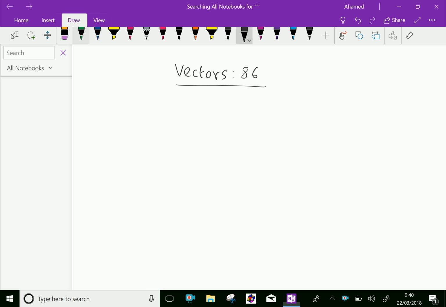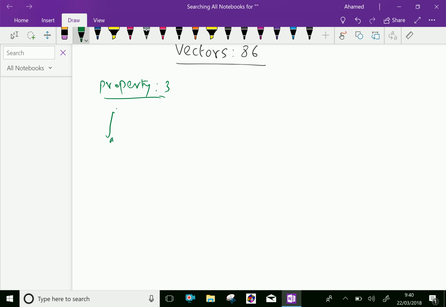Here property 3 will do. Integral a to b f of x dx equals integral a to c, we are introducing new limits here, c, f of x dx plus integral c to b f of x dx, where a is lesser than c and lesser than b. It means we are introducing a new limit c in both integrals. Now let us prove it.